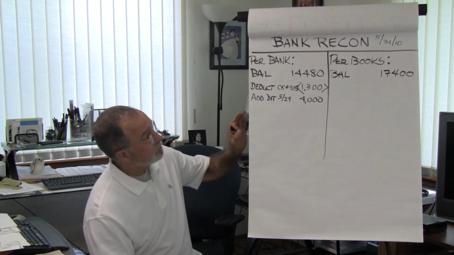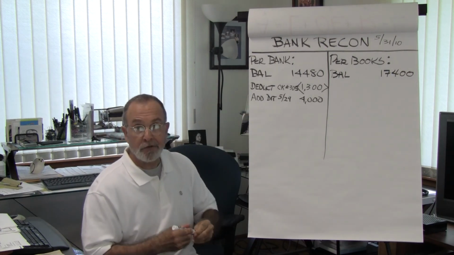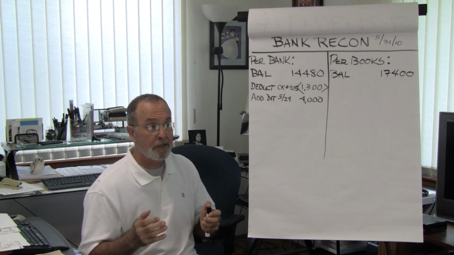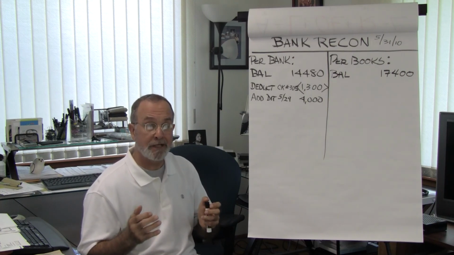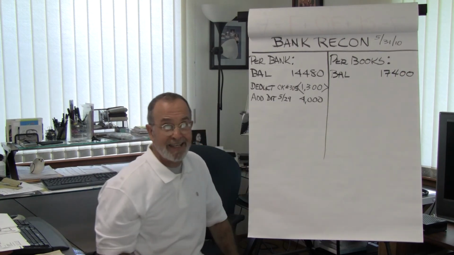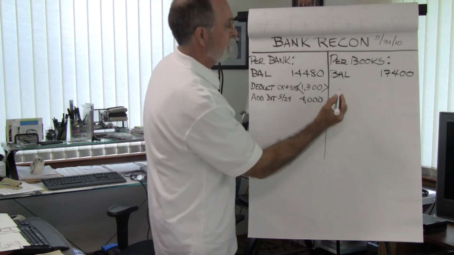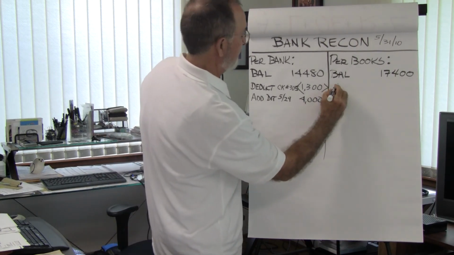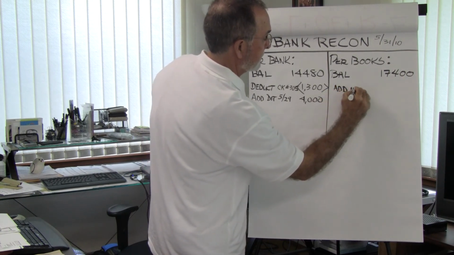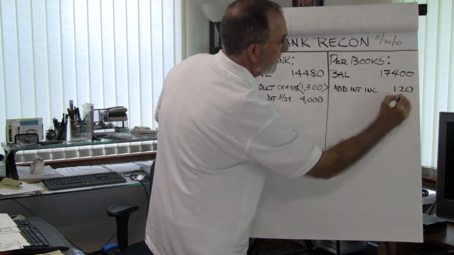And so that amount is showing up on our bank statement, and according to our cash account record for the month of May, we haven't yet recorded that into our books. And so on our bank reconciliation, we would add that amount into our book balance. So over on the book side, we would add interest income of $120.